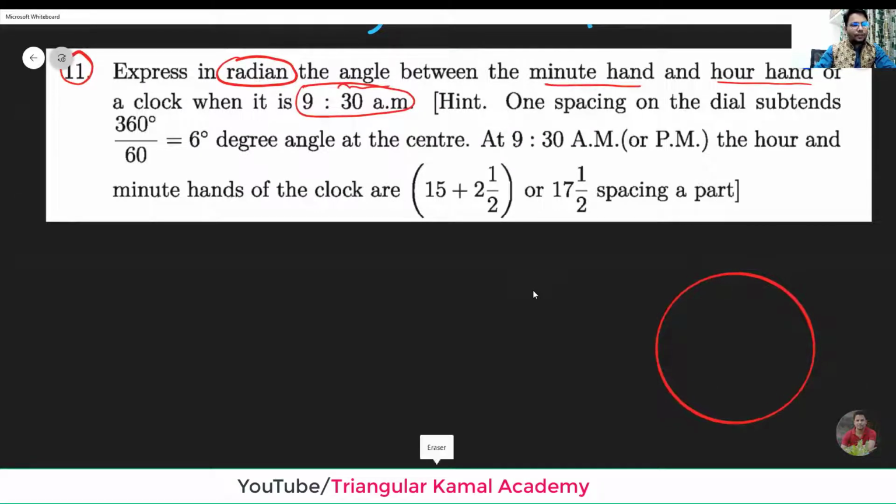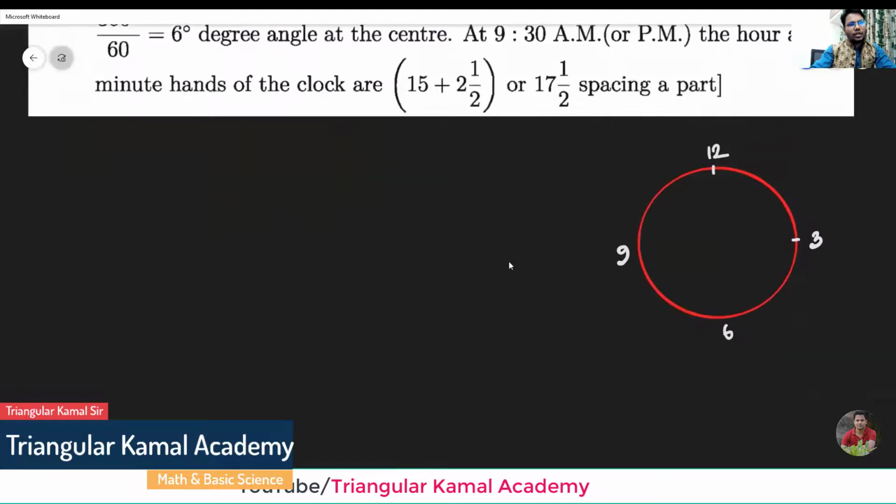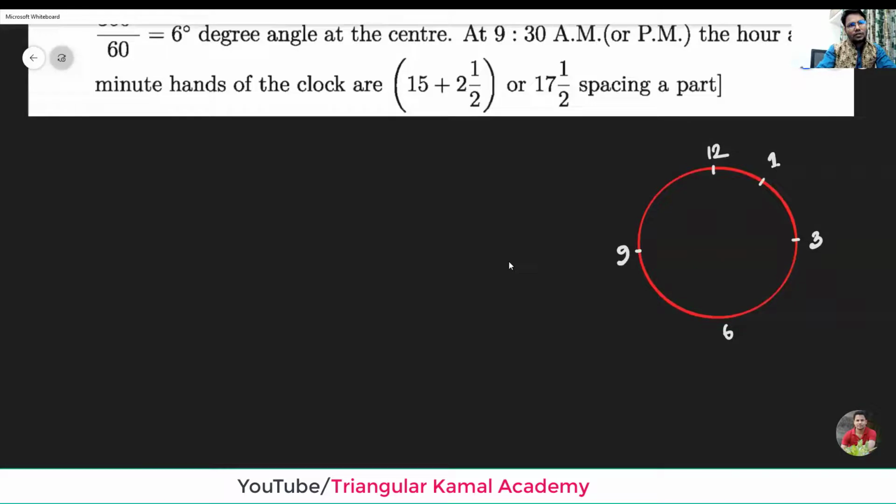Hope this is the clock, and this is 12 o'clock, and here 6, and this is 3, and this one is 9. So now draw a clock here. This is 1, 2, 4 and 5, 6, 7, 8, 9, this is 10 and this is 11. So now we will design a clock here.